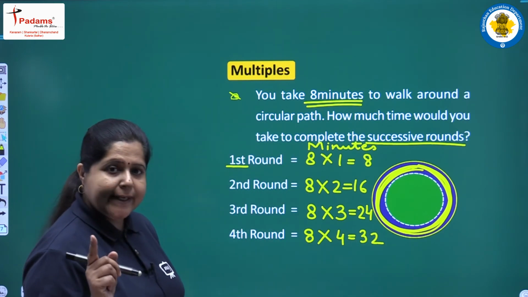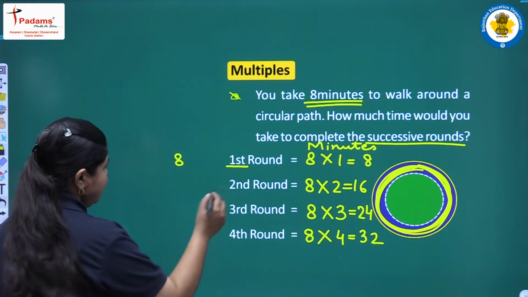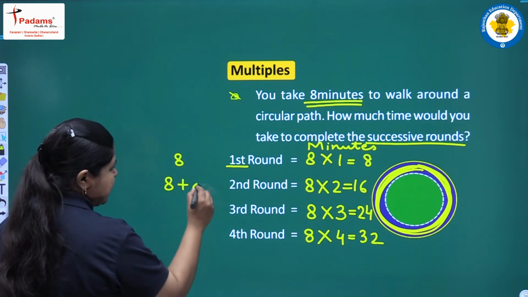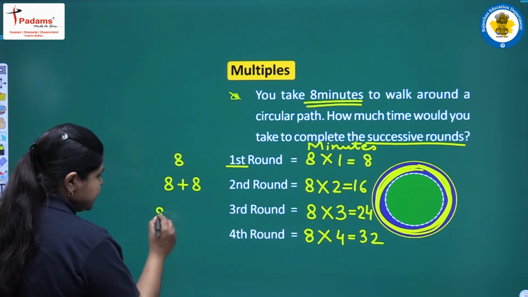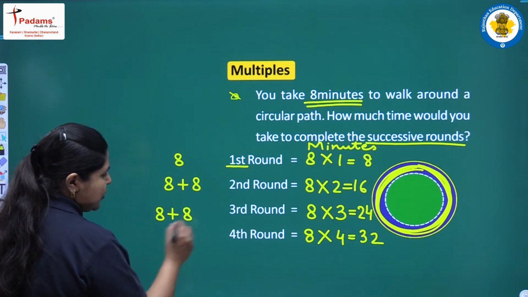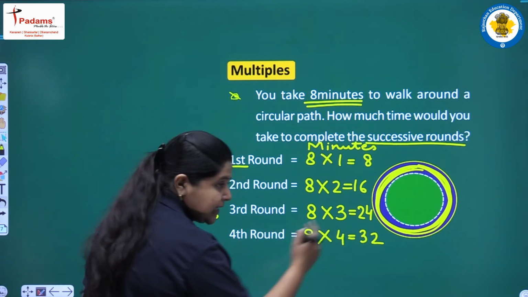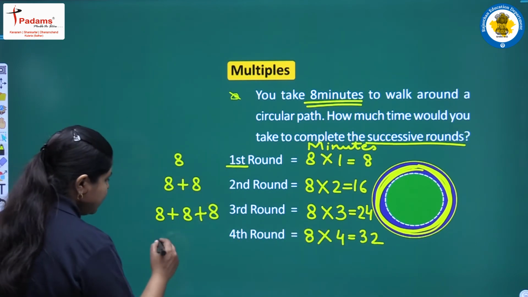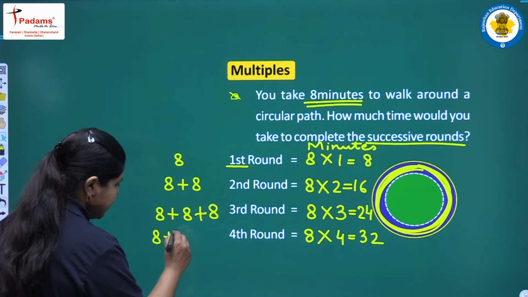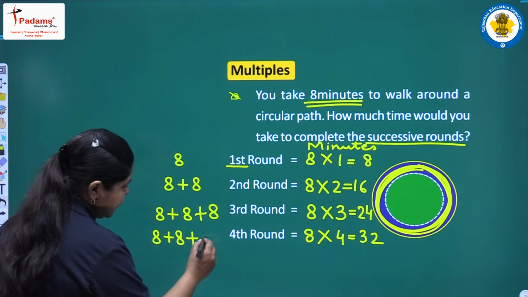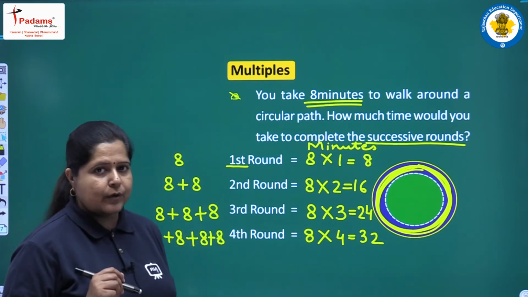I suppose that you are getting my point. For first round simply it was 8 minutes. For 2 rounds you took 8 plus 8, so it's 8 2s are 16. Then for 3 rounds, first round 8 minutes, second round 8 minutes, third round 8 minutes. So it's nothing but 8 3s are 24. And then for the fourth round, first round in 8 minutes, second round again in 8 minutes, third round again in 8 minutes, and fourth round again in 8 minutes.